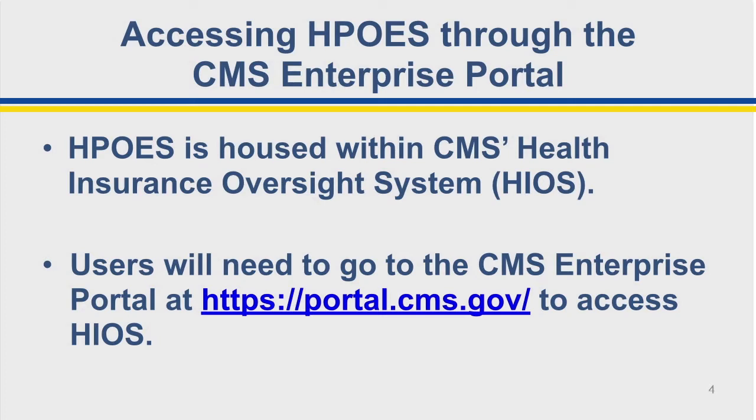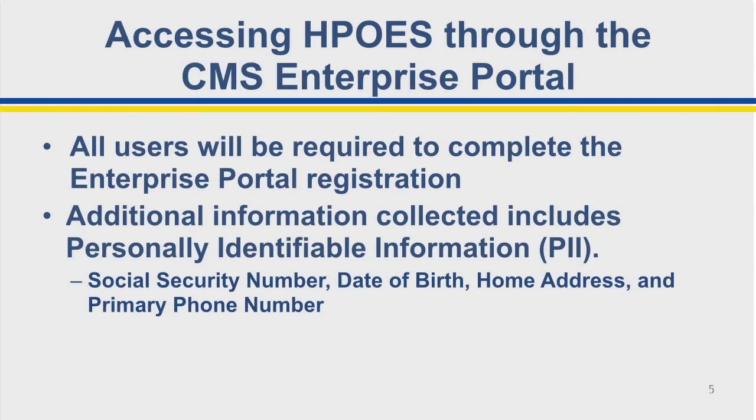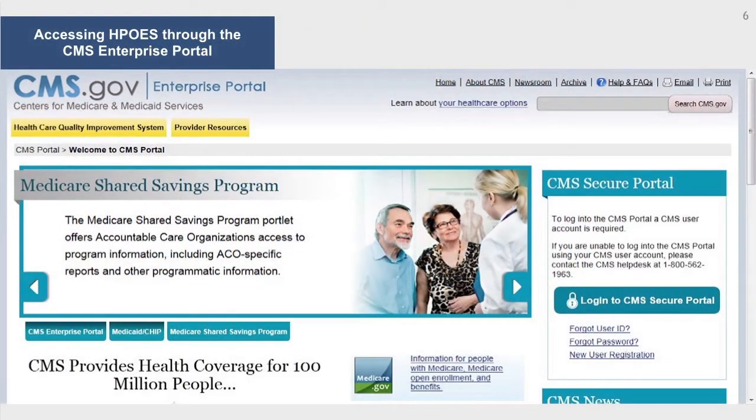You will use the CMS Enterprise Portal to access HIOS. All new users will need to register in the Enterprise Portal to obtain a user ID and password. The Enterprise Portal registration requests personally identifiable information, including Social Security number, date of birth, home address, and primary phone number. Here is a screenshot of the CMS Enterprise Portal.